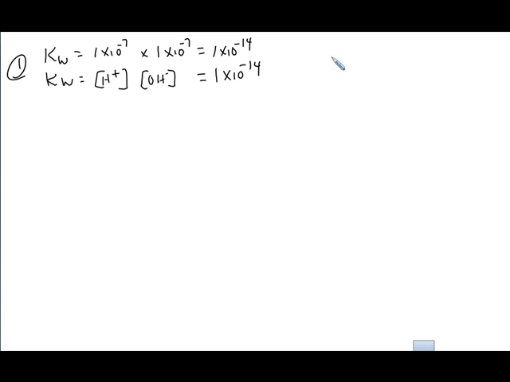Now, if you had looked ahead at the practice problems on page, I think it's 502, you would see that they give you one of these values and ask you for the other. It makes it very easy if you say the hydrogen ion concentration is going to equal 1 times 10 to the negative 14 divided by the hydroxide ion concentration. That's one set of problems, right?